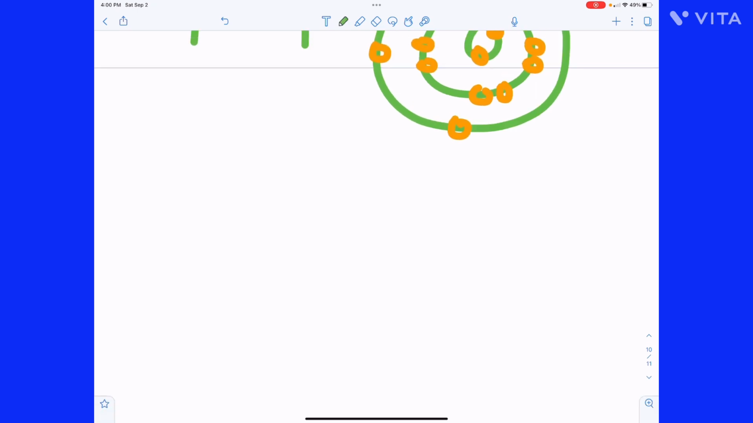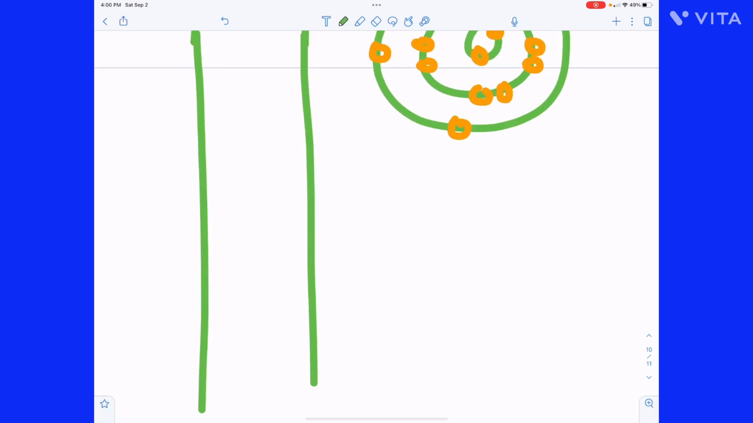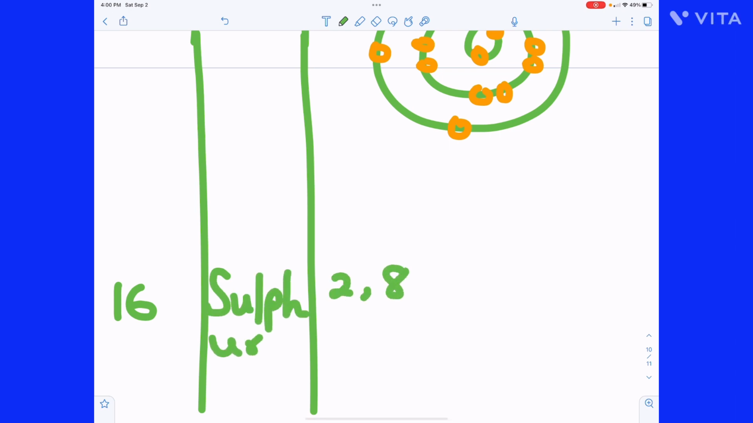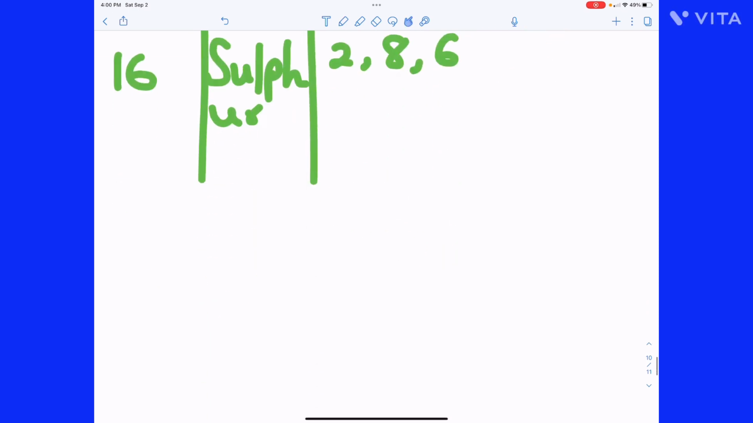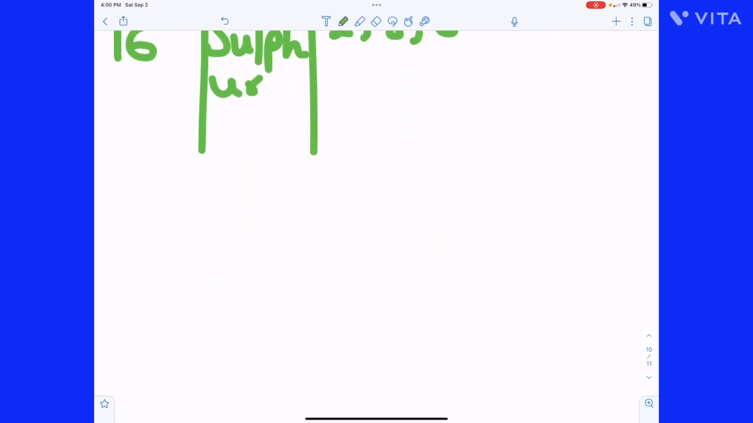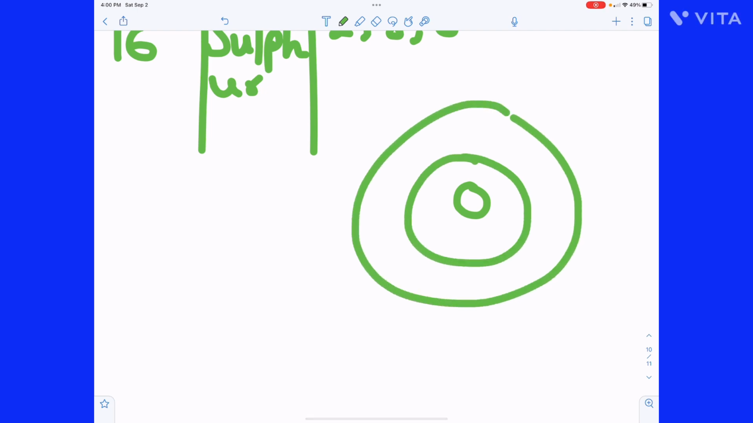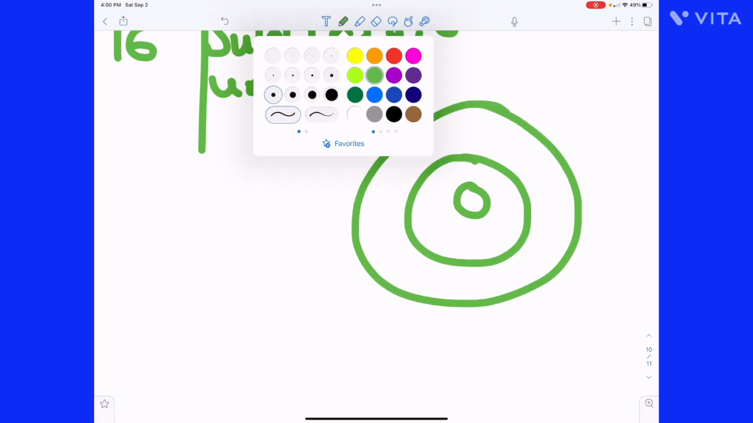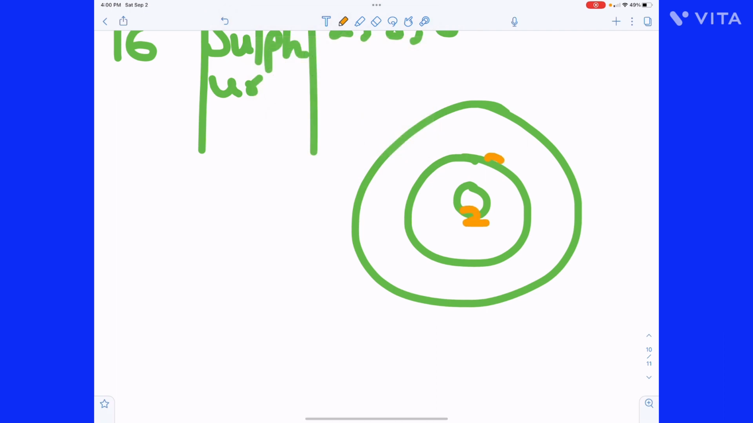2, 8, 5. Let's do sulfur, 16. Sulfur must be 2, 8, 6. So first shell 2, second shell 8, third shell 6. I'm not going to write the electrons properly. Let me just put the numbers there for you. I'm sure you understand what it means.